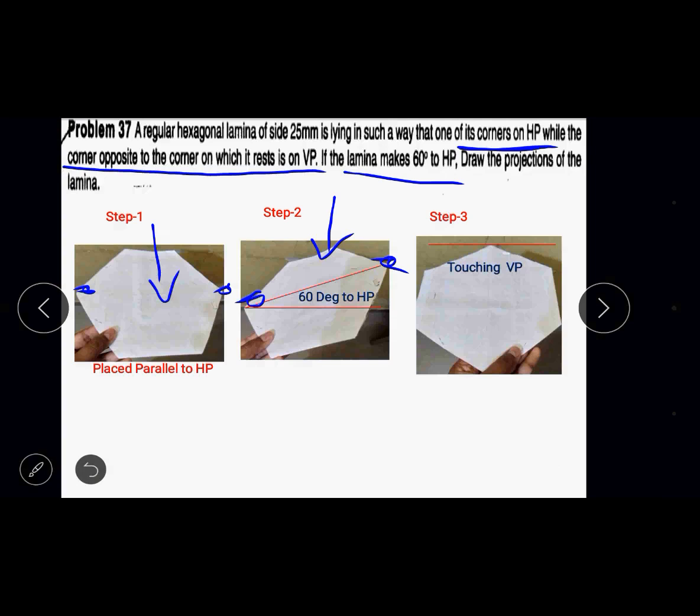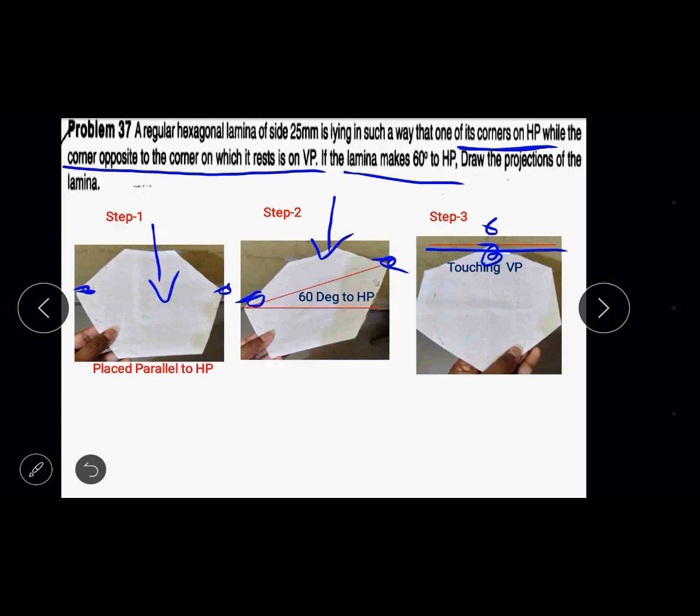So what you do is rotate the hexagon in such a way that the right side corner touches VP. Touches VP means it touches the inclined line. I have just shown you the horizontal line on VP, and this was the corner. This is the corner of the hexagon which is opposite to the resting corner. So you rotate the hexagon in such a way that the right side corner of the hexagon touches VP. We just place it on the X line.